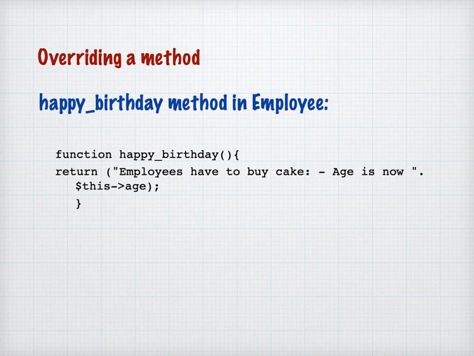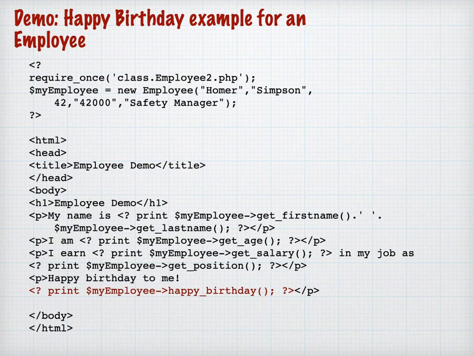And what will happen is at runtime, PHP will determine which happy birthday you should run. So if you create a person object and you call happy birthday, it will run the happy birthday in the person object. If you create an employee and you call happy birthday, it will call the happy birthday in the employee class, in the employee object. And that would look like this.